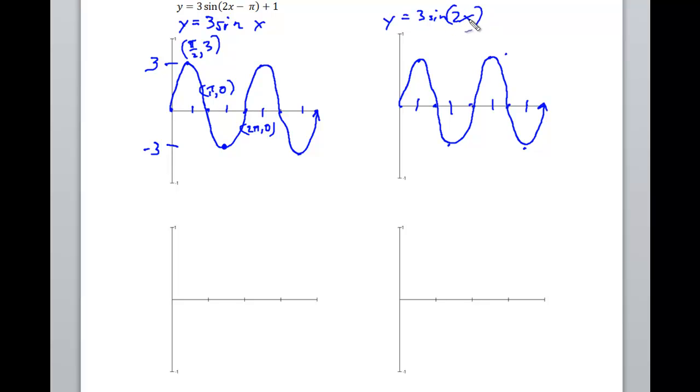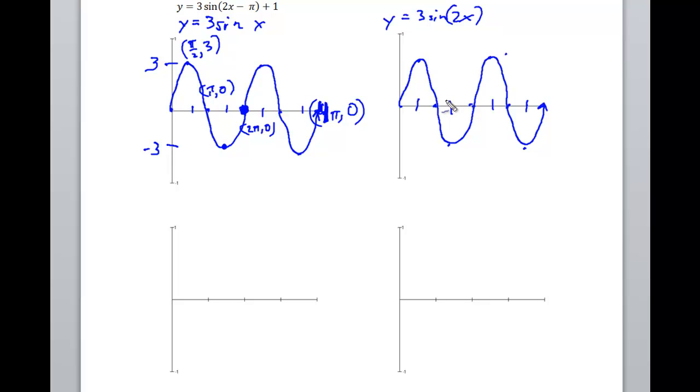See, 2x tells me I'm going twice as fast, so I'm going to complete my 2 cycles in half the time. This ended at 4 pi over here on the left side, because if 2 pi was the halfway point of this graph, then 4 pi would be the 2 cycle finish line right there at 4 pi comma 0.